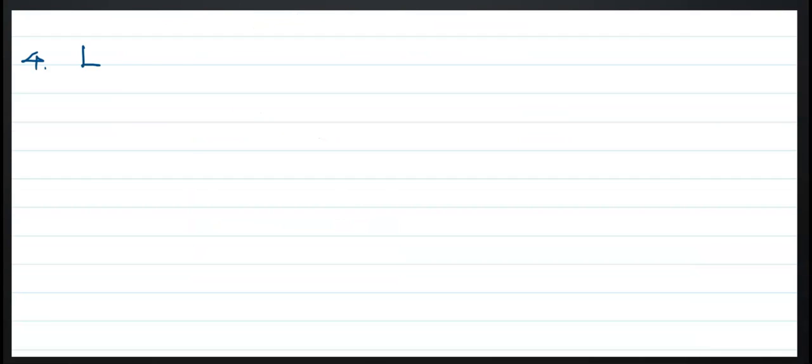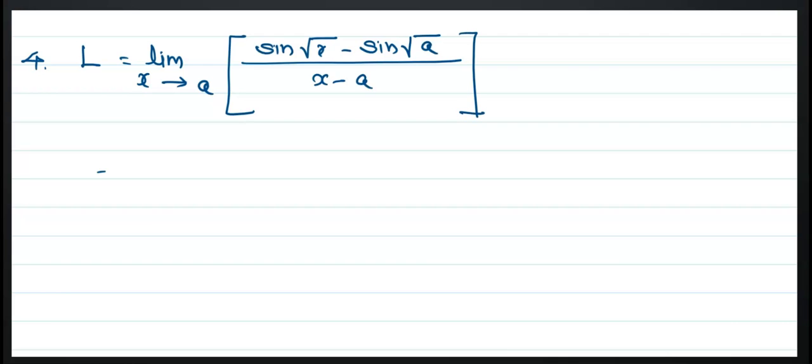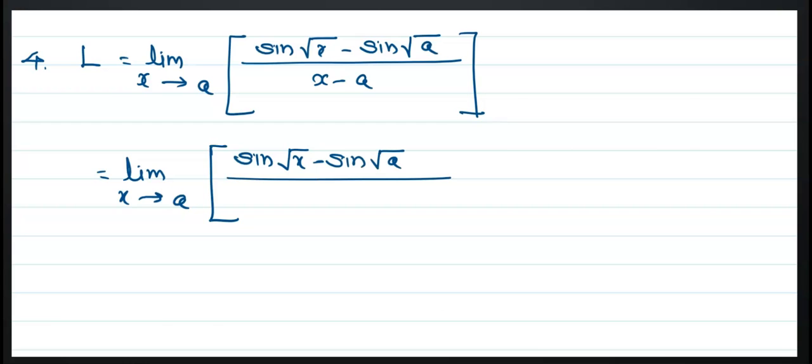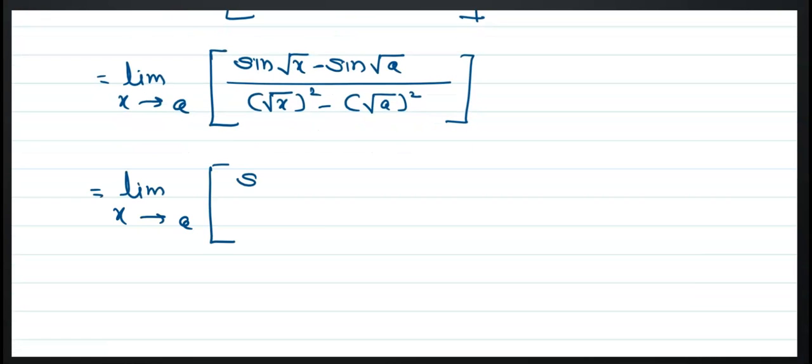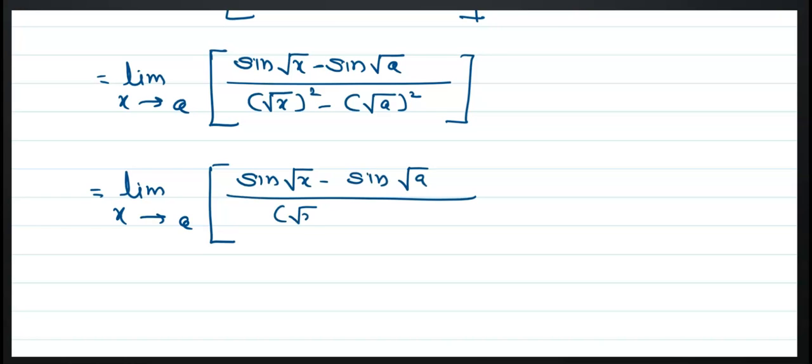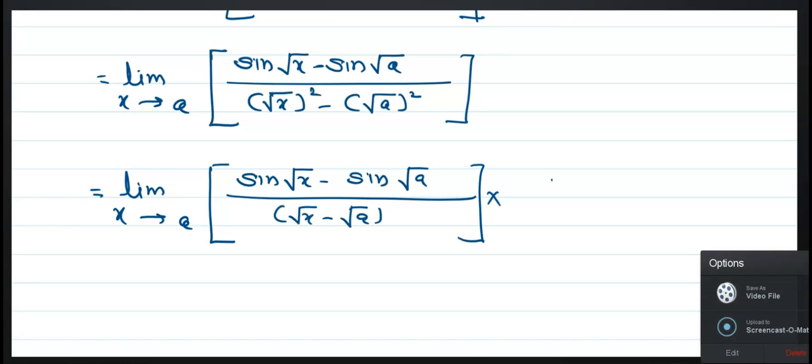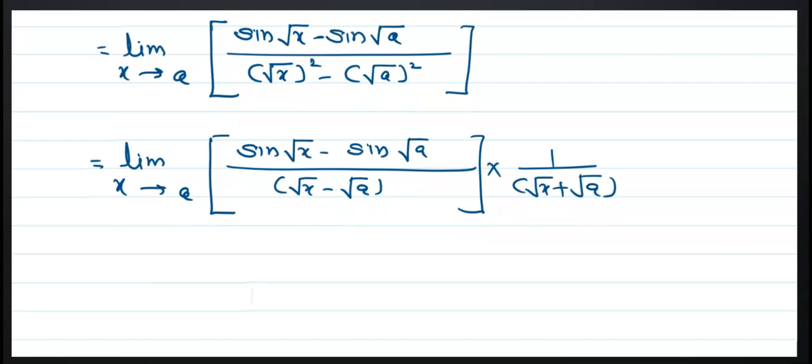Now next, problem number 4. L is equal to the limit as x tends to a of (sine of root x minus sine of root a) upon (x minus a). We can write x minus a as (root x) square minus (root a) square. That's why the limit as x tends to a of (sine of root x minus sine of root a) upon (root x minus root a), into 1 upon (root x plus root a).